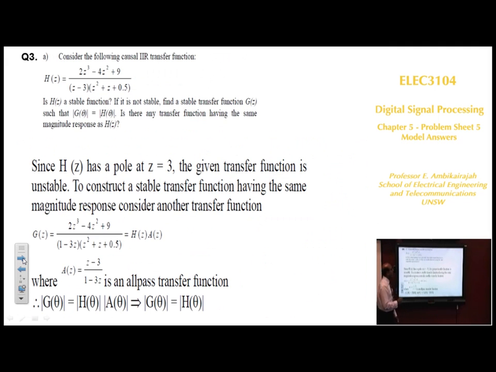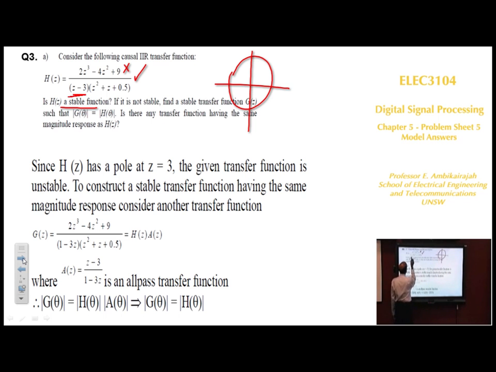Next question. Now, in this question, you have been given a causal IIR filter. Is H of z a stable function? First the question. Now, stability is controlled by poles, right? Poles must be inside the unit circle. So we are going to look at the poles. We don't need to worry about zeros.